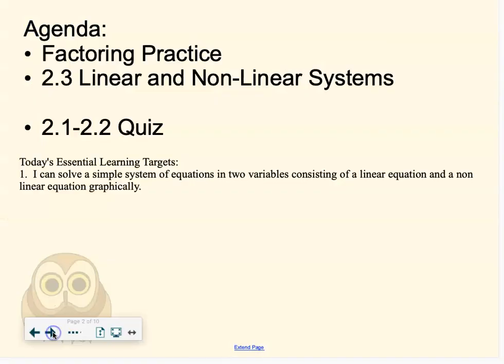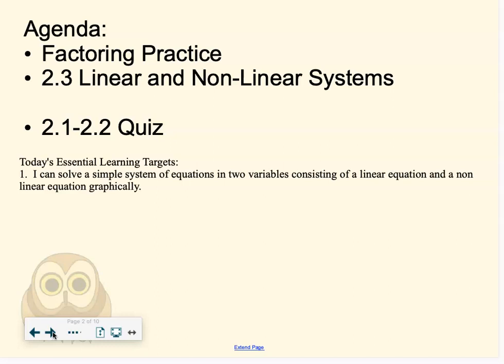All right. Today, we've already done factoring practice. That was the first part of our warm-up. There's a reason for it, because we will be doing more factoring today, right? Yeah. Ashwin, you looking forward to it?